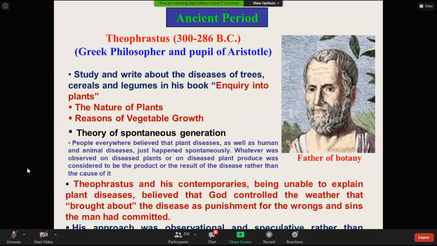He mentioned some diseases too. Another book he wrote is Enquiry into Plants. In this book, he basically described the diseases of trees, cereals, and legumes crop. Okay.